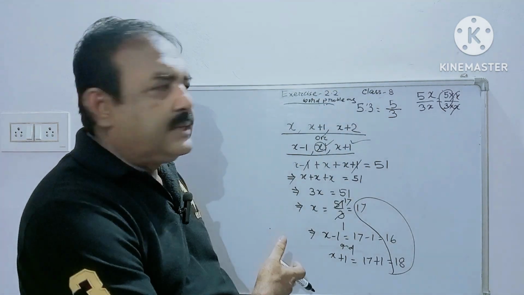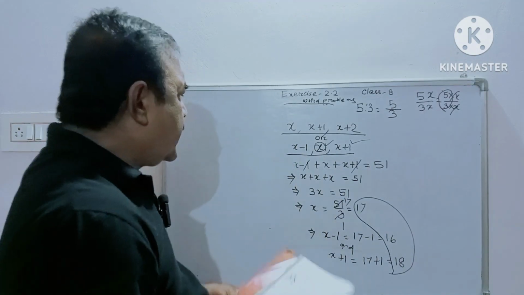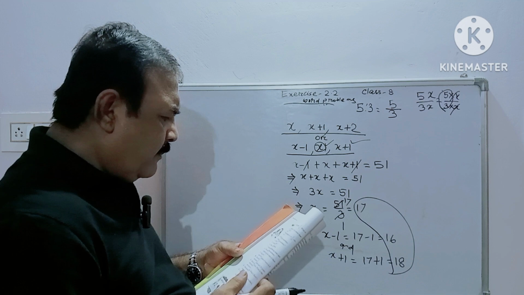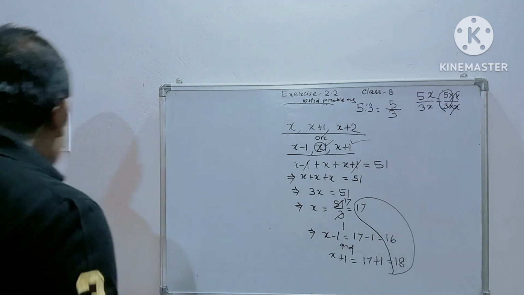So you may do like this, or you may take x plus 1 and x plus 2. So this question number 5, 6 is over. Then come to question number 7.